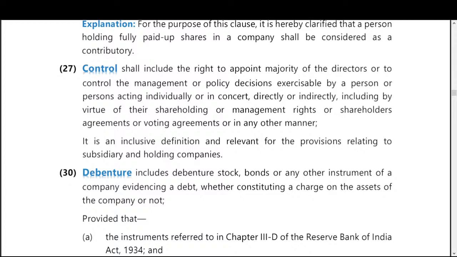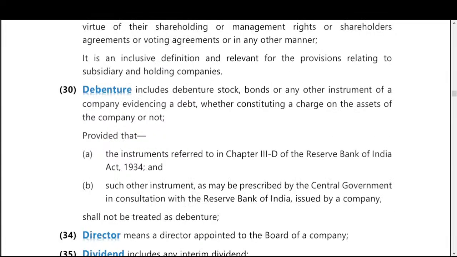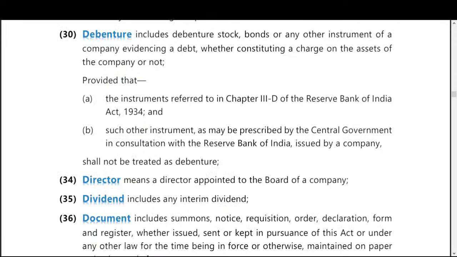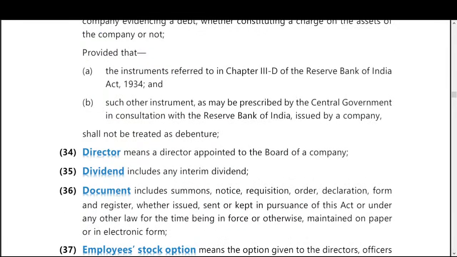Debenture includes debenture, stock, bonds, or any other instrument of a company evidencing a debt, whether constituting a charge on the assets of a company or not, provided that the instruments referred to in Chapter IIID of the Reserve Bank of India Act 1934 and such other instruments as may be prescribed by the central government in consultation with the Reserve Bank of India issued by a company shall not be treated as debenture. Director means a director appointed to the board of a company.